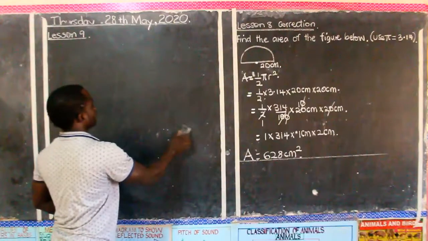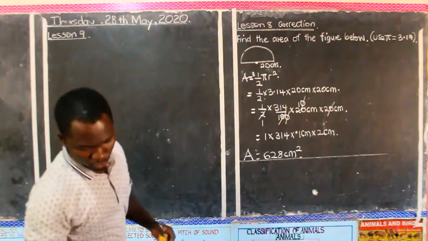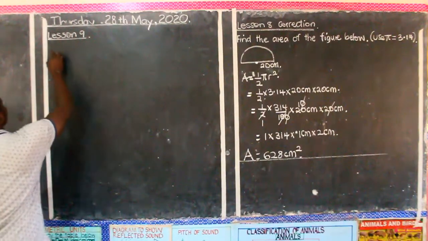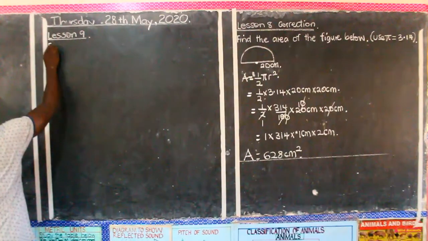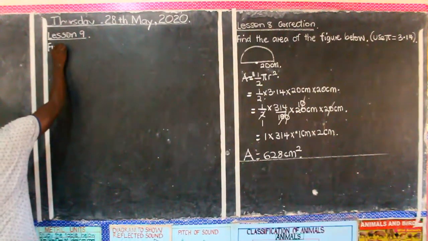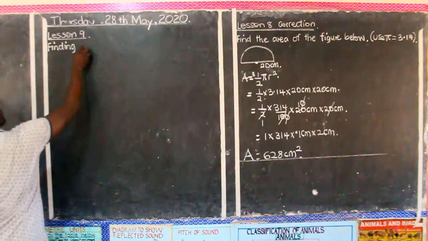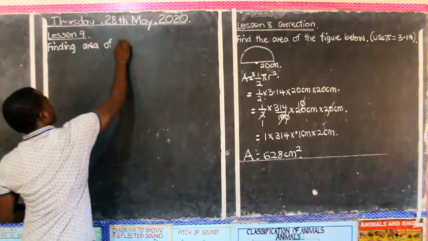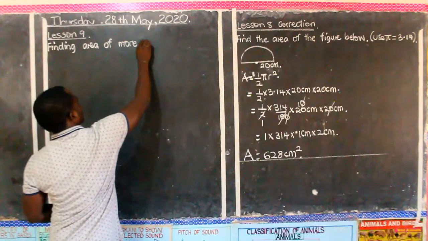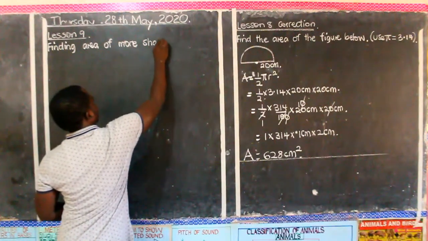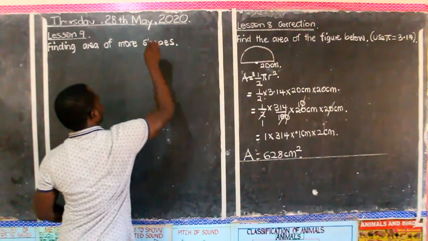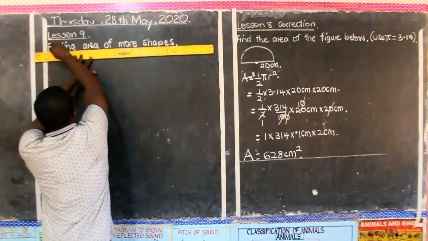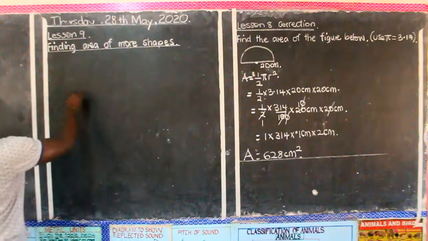So for today, in lesson 9, we are going to look at finding area of more shapes. Finding area of more shapes. Let's have our example 1.